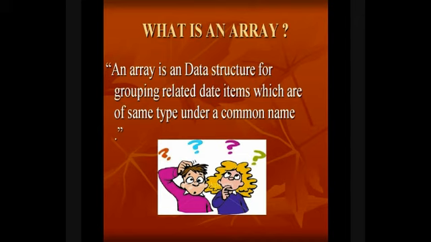An array can be formally defined as a data structure for grouping related data items which are of the same data type under a common name. Although this is a valid definition for arrays, you may find some occasions in some programming languages where this definition is violated. But for now we will go with this definition.